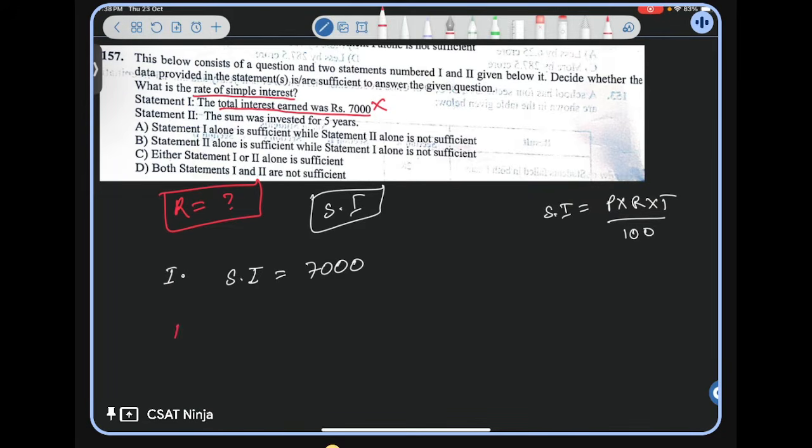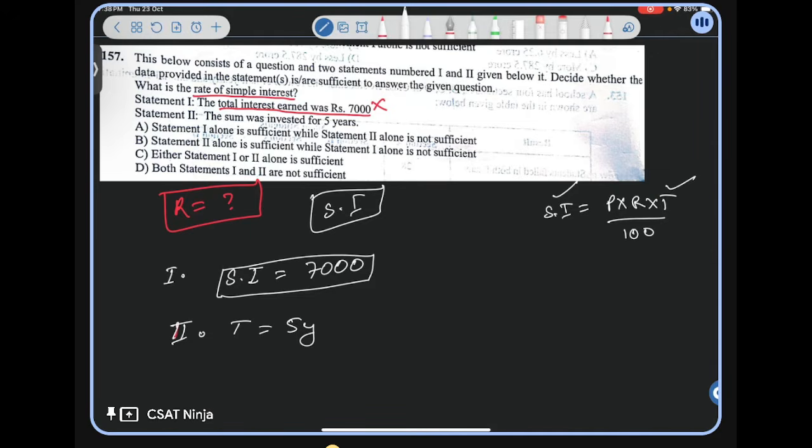Statement number 2 says: the sum was invested for 5 years. So the time here is given as 5 years. By looking at this, one thing we can do is, I know simple interest, I know time. So let us look at our formula here. I know simple interest, this one, and I know time.